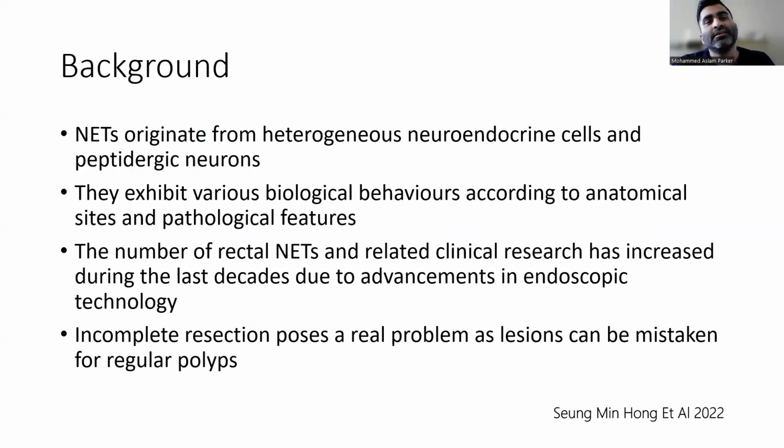So just some background: NETs originate from heterogeneous neuroendocrine cells and peptidergic neurons. They exhibit various biological behaviors according to anatomical sites and pathological features. The number of rectal NETs and related clinical research has increased during the last decades due to advancements in endoscopic technology. Also, we've been having better screening programs, and the SEER database has been picking up more cases over the last couple of years. The big problem is incomplete resection, as these lesions can often be mistaken for regular polyps.